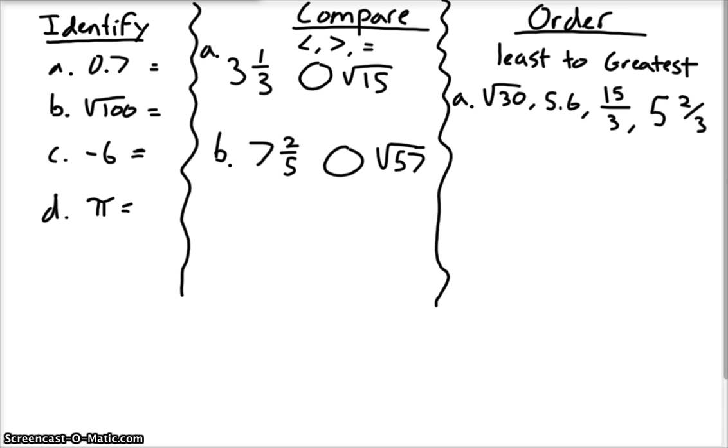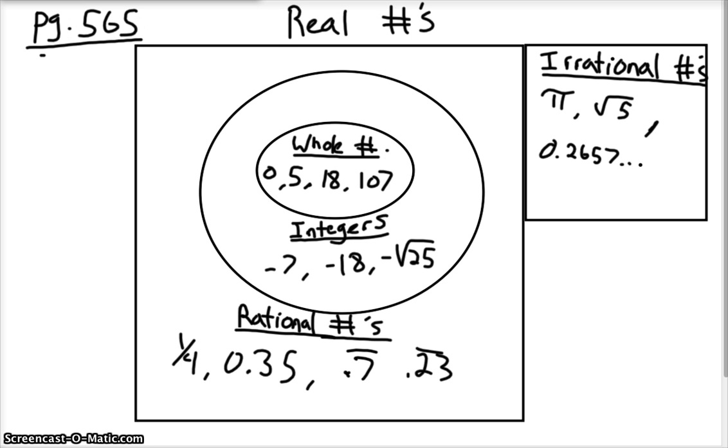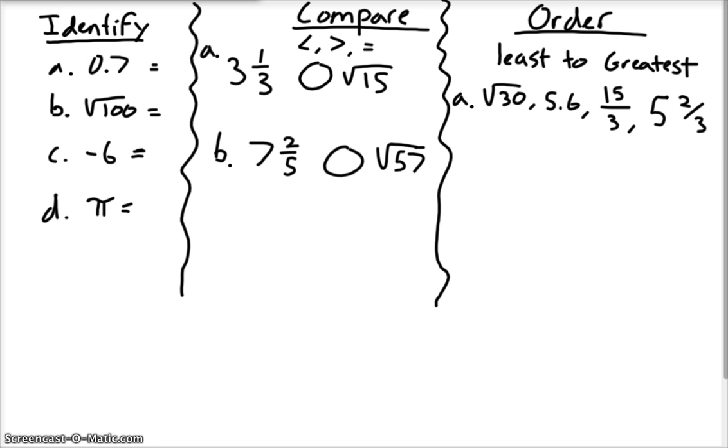So start over here on the left side. I just kind of broke it down to save some space. But identify what is 0.7. What category does that fall under? Is it a whole number, an integer, rational, or irrational? That's what it's asking. So I know 0.7 isn't a whole number. I know it's not an integer, so the decimal stops, so then it must be rational. So I'm going to put rat, period.